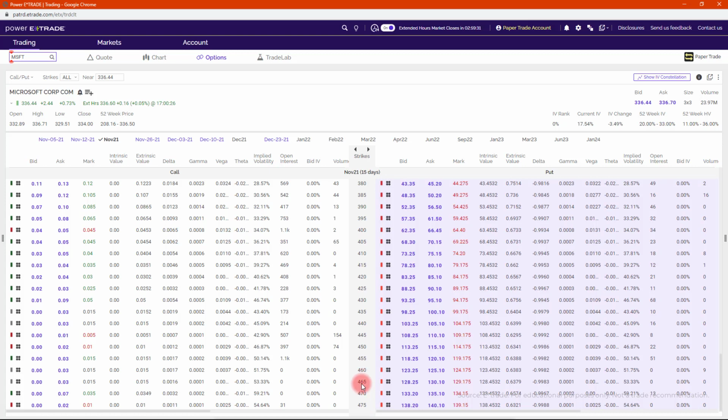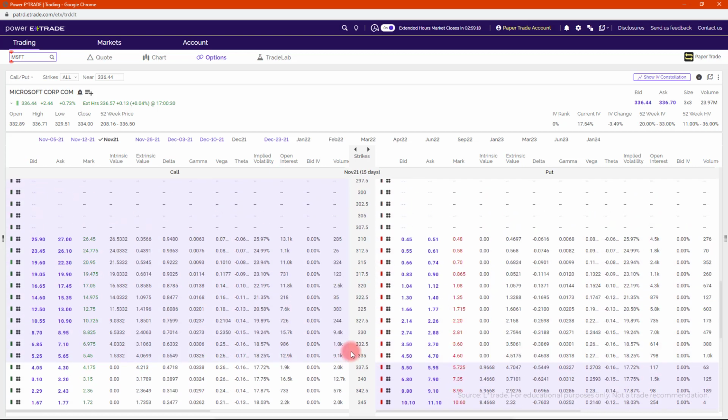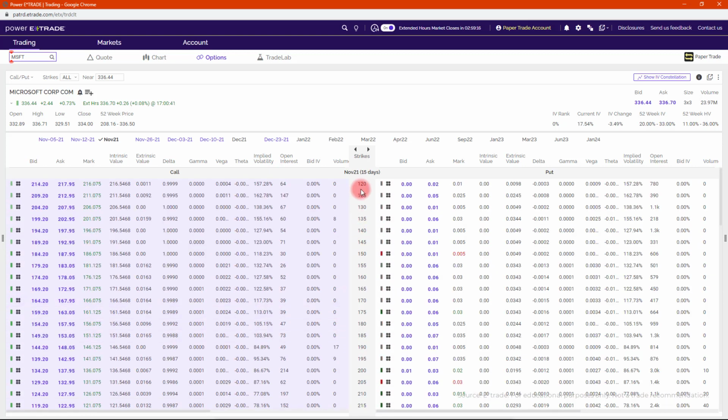Now you will also see that as you go out in time, as you look at longer dated expirations, because the stock has more time to drift, you're probably going to see a wider range of strikes. So again, for Microsoft, the highest is 475 and the lowest is 120.